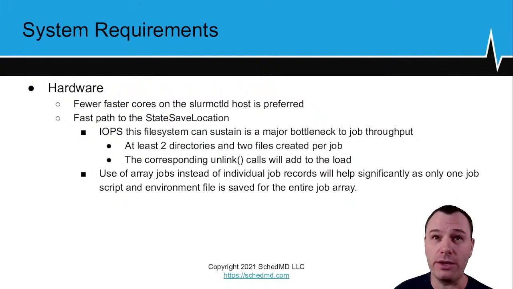Starting off, the controller prefers faster, fewer cores. So a system with, say, 4 cores and a high clock speed will perform better than a system with 6 cores and low clock speed. The controller also performs better with fast access to state save location. The state save location is a configurable option found in the slurm.conf and should be on some type of fast storage such as NVMe. The reason for this is listed in the details above.